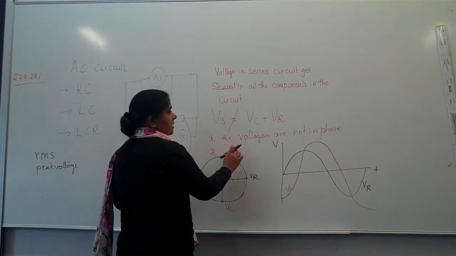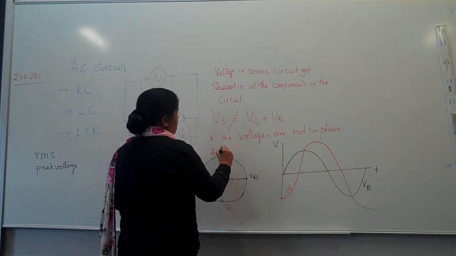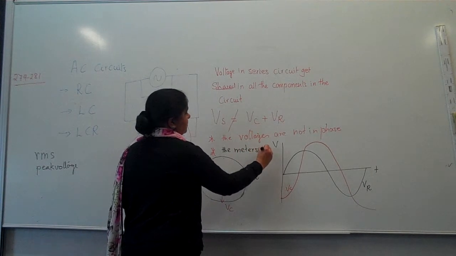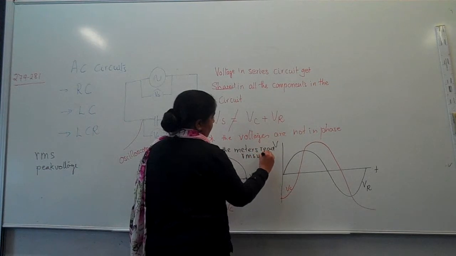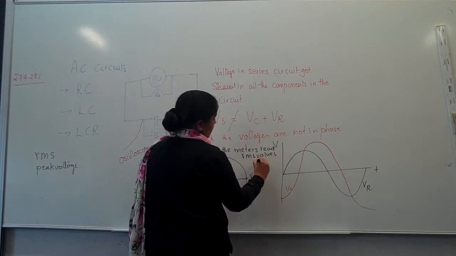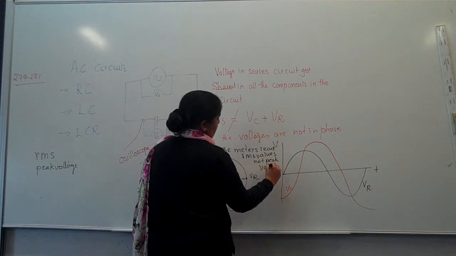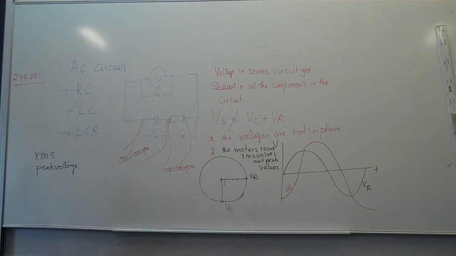So the other thing, the second one, I'm not sure whether it is mentioned in the book: the meters read RMS values, not peak values. What are RMS values? Does anybody remember? What does it stand for?